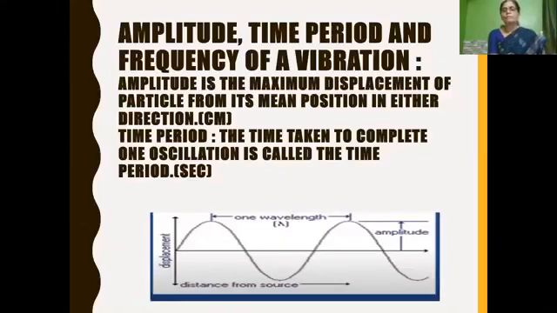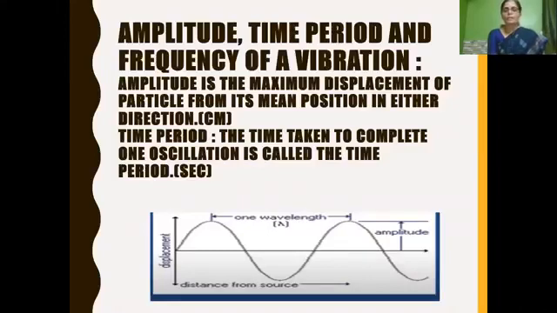So amplitude, we know that sound is in the form of waves, isn't it? The to and fro motion of a particle makes it vibrate. So amplitude is the displacement of a particle from its mean position. You can see it in the figure, from its rest position. Displacement of a particle from its mean position in either direction is called amplitude, and it is measured in centimeter.